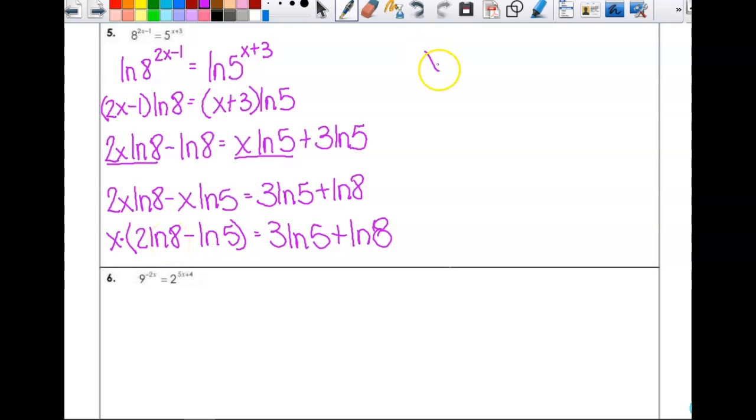So now I get that x equals 3 natural log of 5 plus the natural log of 8 over 2 natural log of 8 minus the natural log of 5. Now, I cannot simplify this fraction at this point, but even if I could, I wouldn't because I have to use the calculator. If you simplify things by hand, you run the risk of doing something weird. Let the calculator do it all. Push your fraction button first, go from there. Let's see what we get.